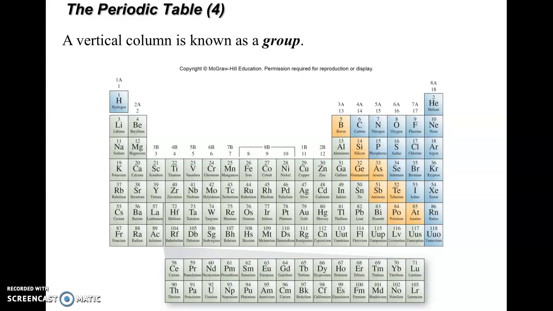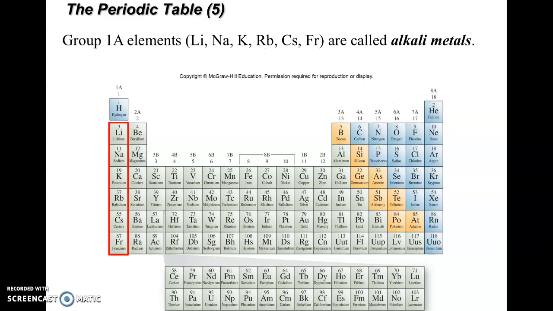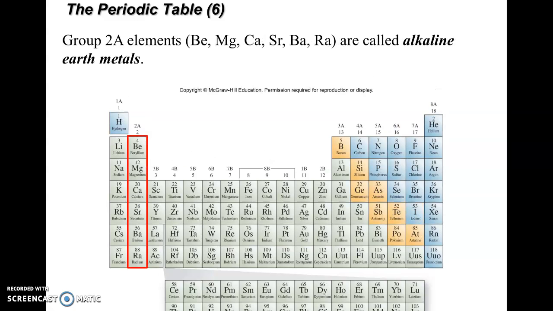All right, vertical columns are known as groups, and these have very similar chemical properties. In fact, we restart the rows in order to make sure that the groups have similar chemical properties, and we've given those groups names. So the first column are the alkali metals, very similar chemistry. The second column are called the alkaline earth metals. You do need to know these titles.